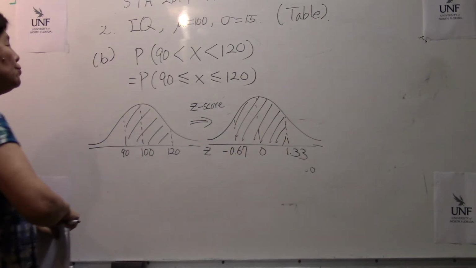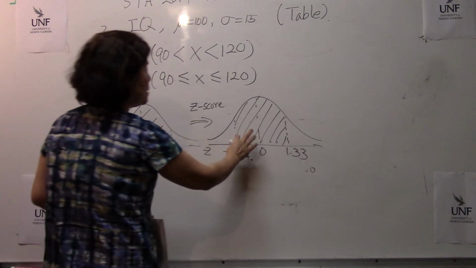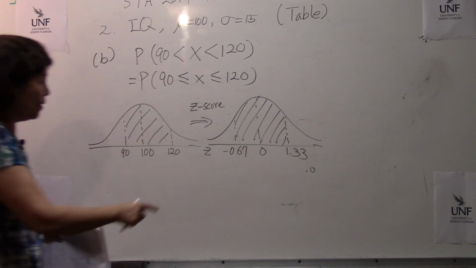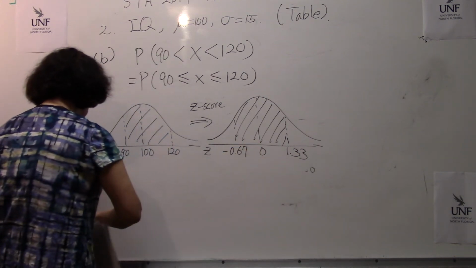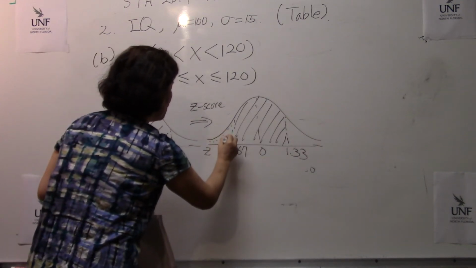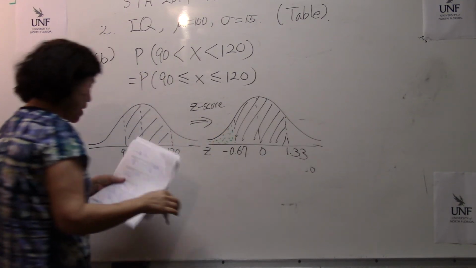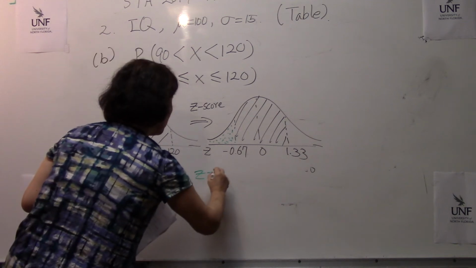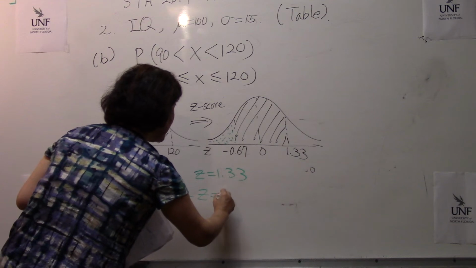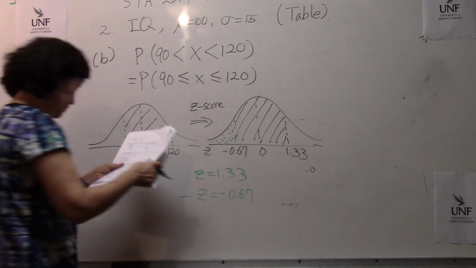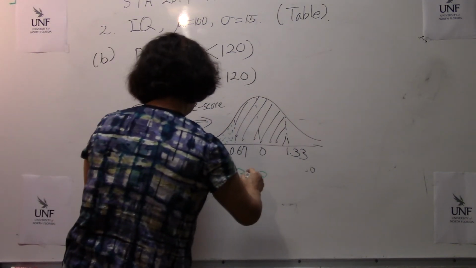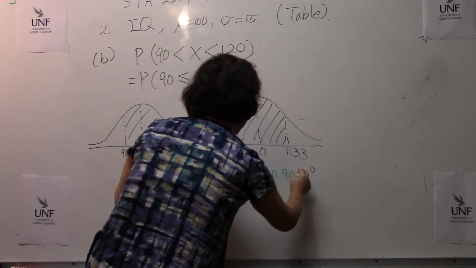So how are we going to use a table for the area in between over here? Well, we are going to use the idea of how this table was set up. The table was set up from the left end over here, correct? So go to z equals 1.33 and then subtract what? Z equals negative 0.67. So this portion over here has a probability of 0.9082.